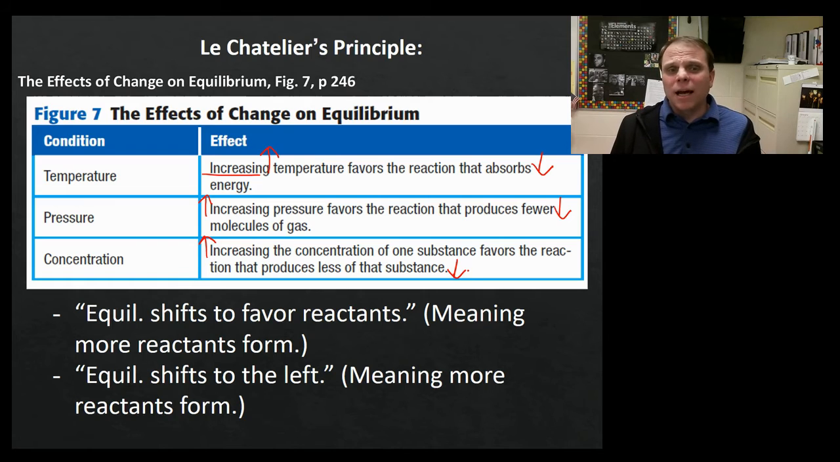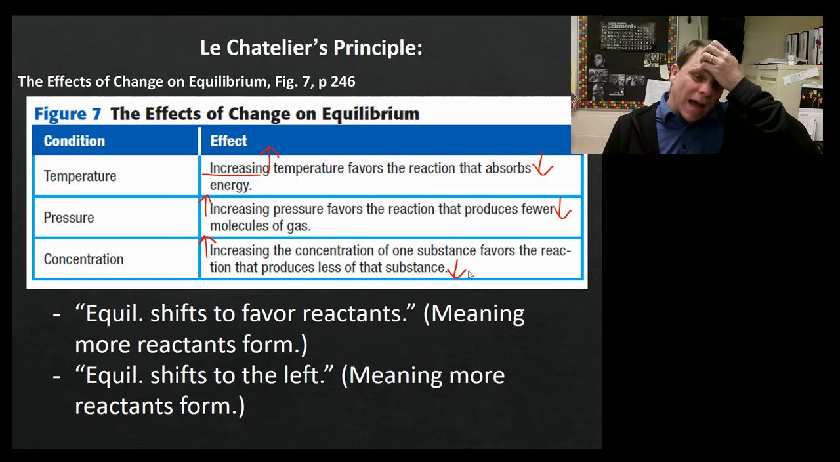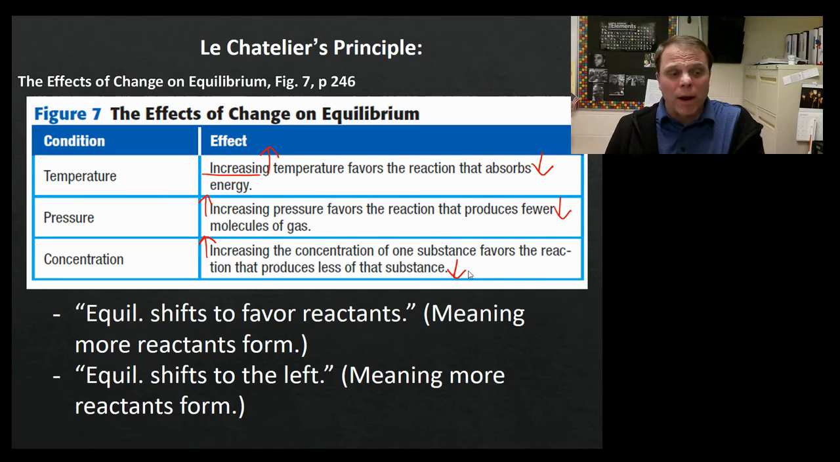So each of these responses are what we're talking about when we talk about Le Chatelier's principle. When we say the equilibrium shifts to favor the reactions, that just means that we're saying more reactants are forming.